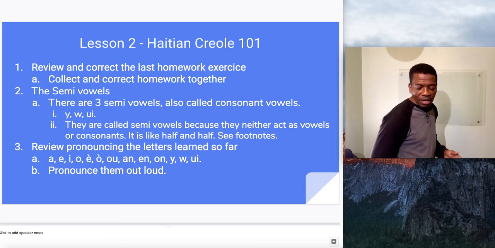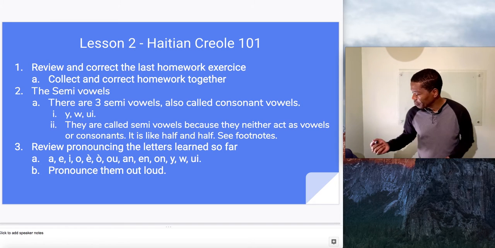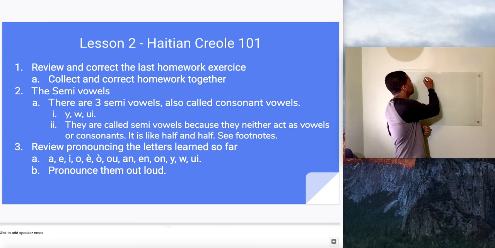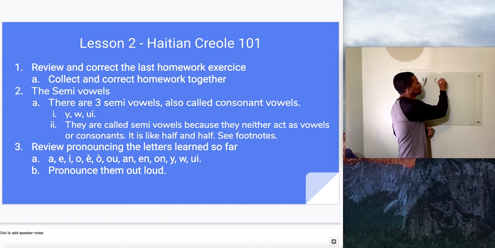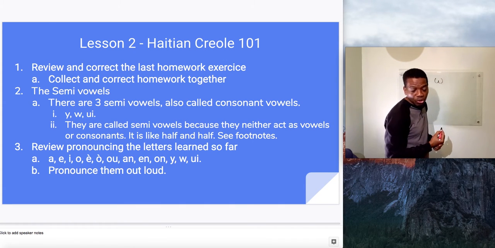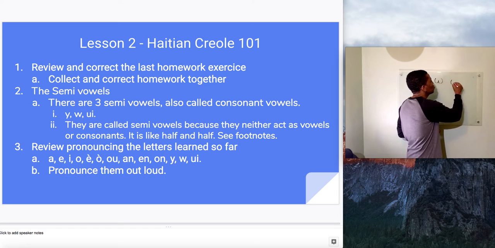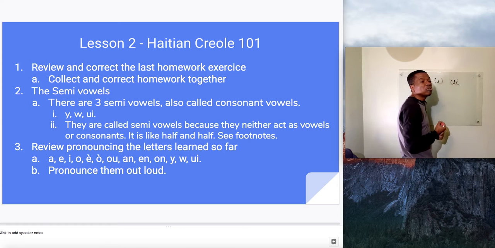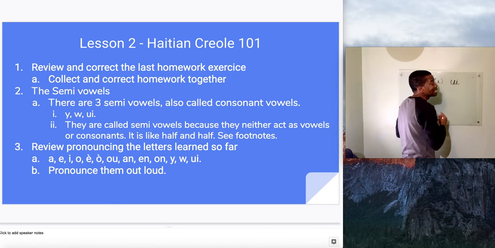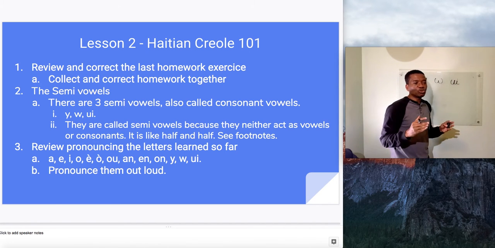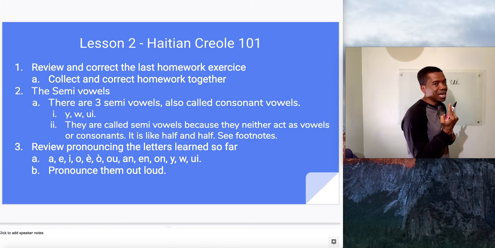Now, what are they? There is this sign that you know as Y in English, this sign that you know as W in English, and this one has two signs. The first one you know as U in English, and the second is I, but in Creole it is one letter. One letter, because it has one sound. Even if it has two signs, if it gives one sound in Creole, it's one letter, not two.